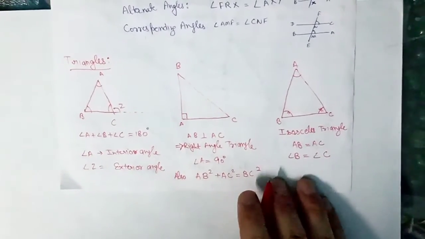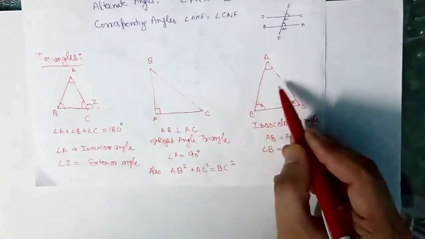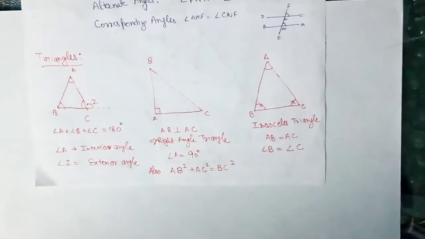The next type of triangle we have is the isosceles triangle, where two sides are equal and these two angles are equal. This is called an isosceles triangle.